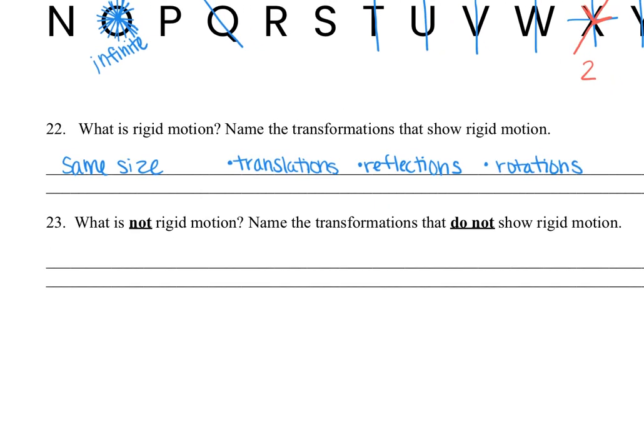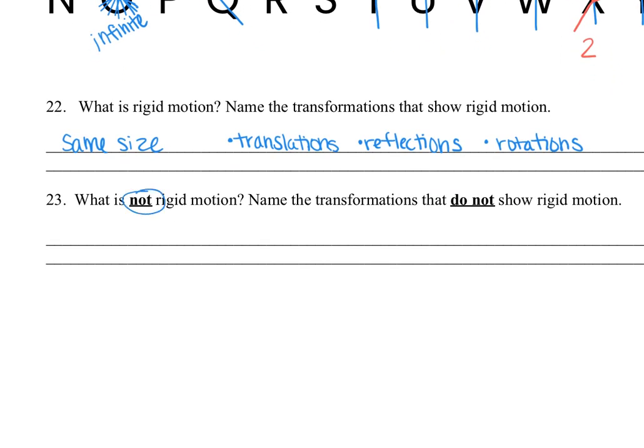So then number 23, it says, what is not rigid motion? Name the transformations that do not show rigid motion. So if it's not rigid motion, that means it's going to be different sizes. So you're going to have the same picture, but they're going to be 2 different sizes. So our only one that would be an example of that is a dilation, because with a dilation, it's getting either bigger or smaller.